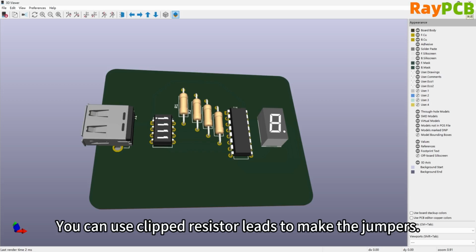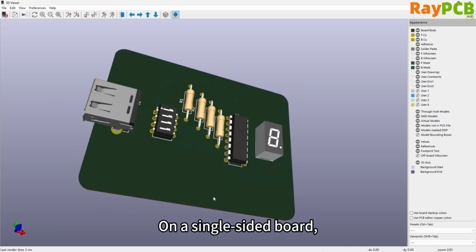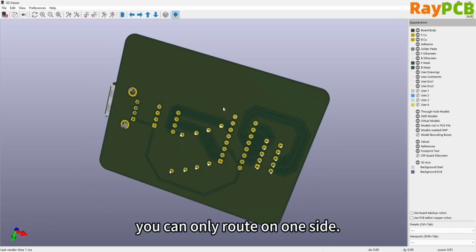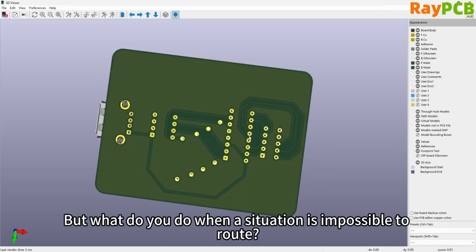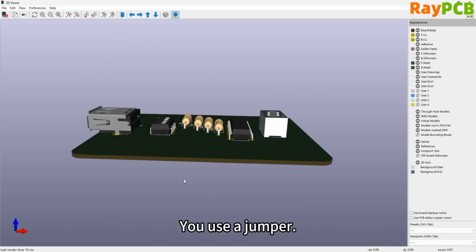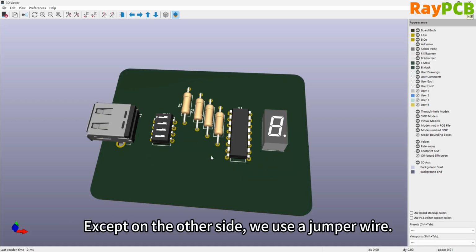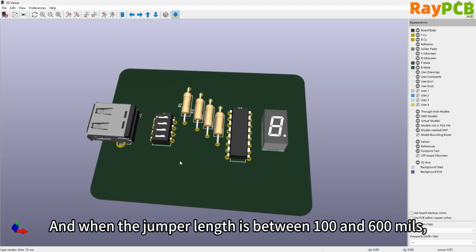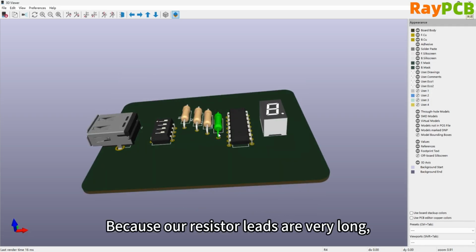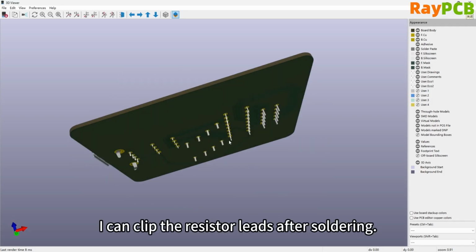This is straightforward. On a single-sided board, as everyone knows, routing is only done on one side. You can't route on the other side. But what should you do if you really can't find a way through? Then you use a jumper, which is essentially like turning it into a double-sided board, except on this side we're just using a jumper. And when the jumper length is between 100mm and 600mm, the advantage is that resistor leads are quite long, so after soldering you can cut off the excess leads to use as jumpers.